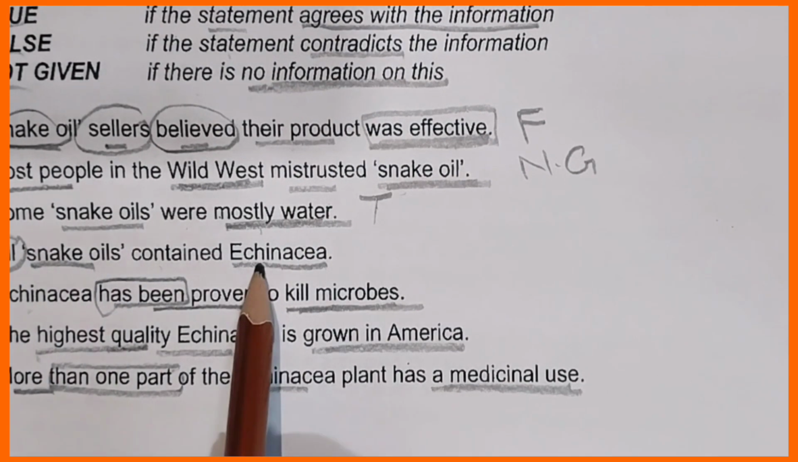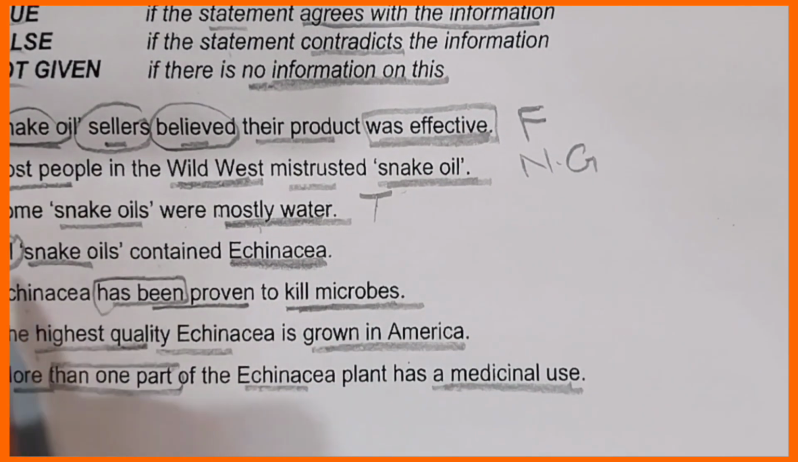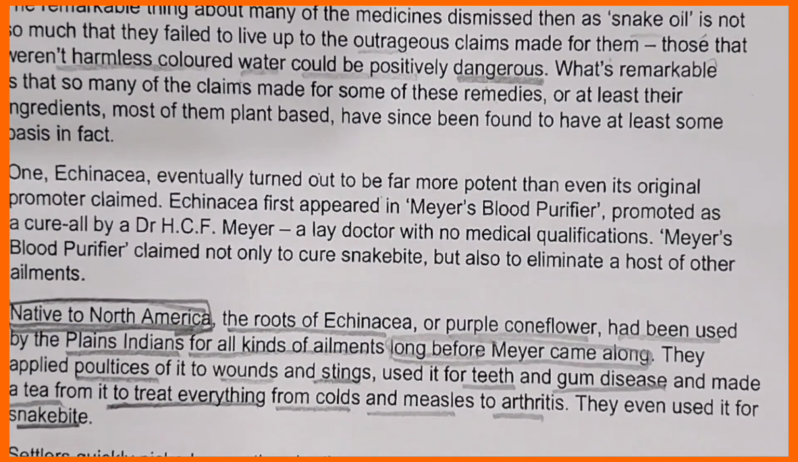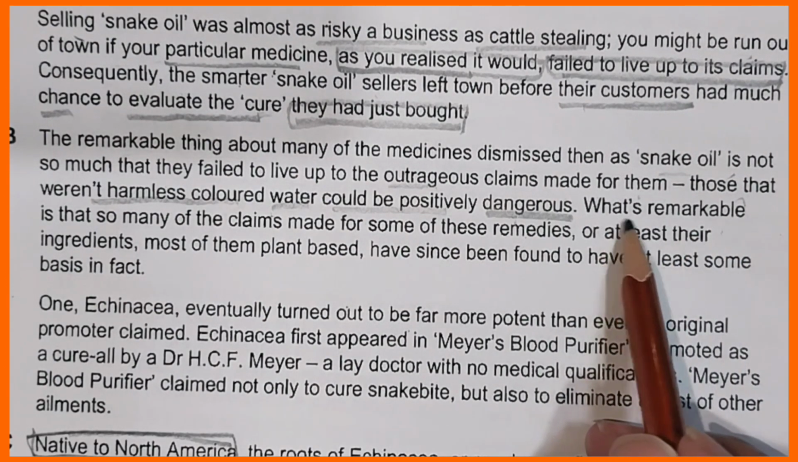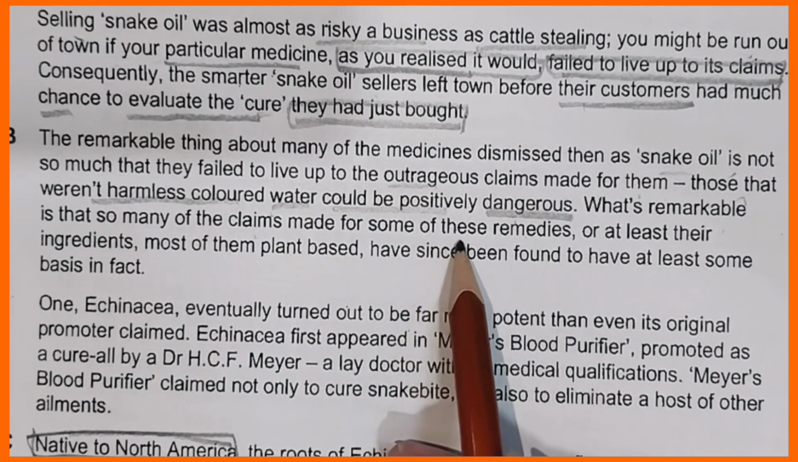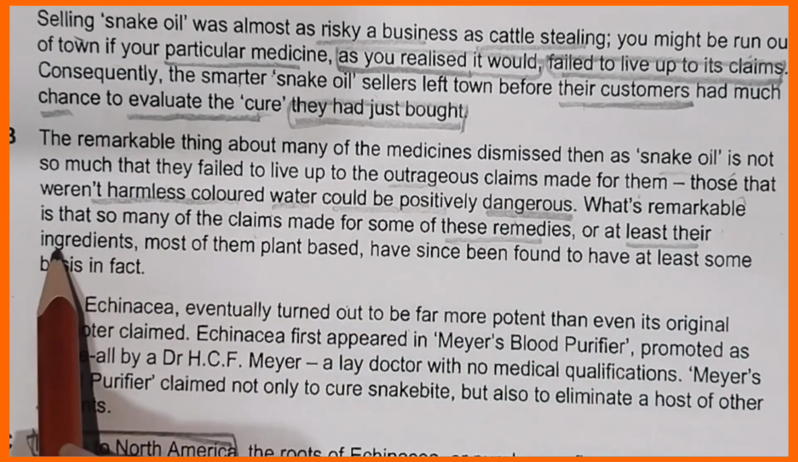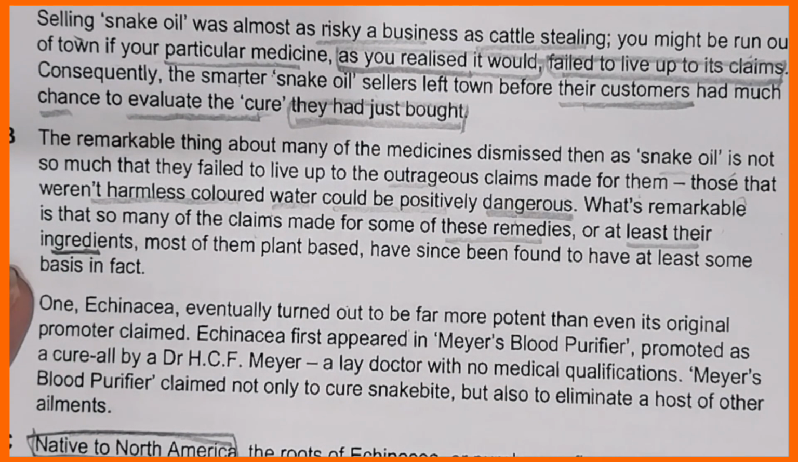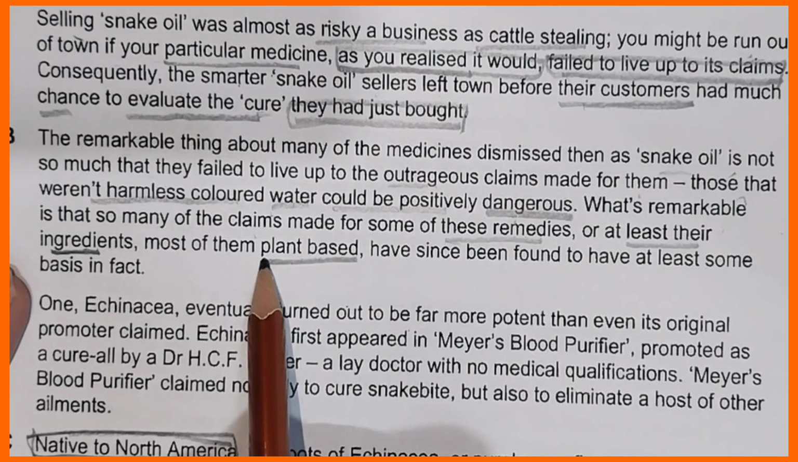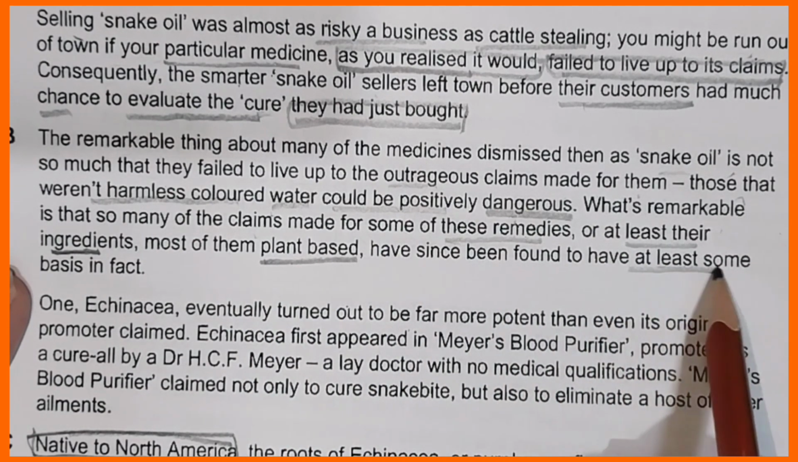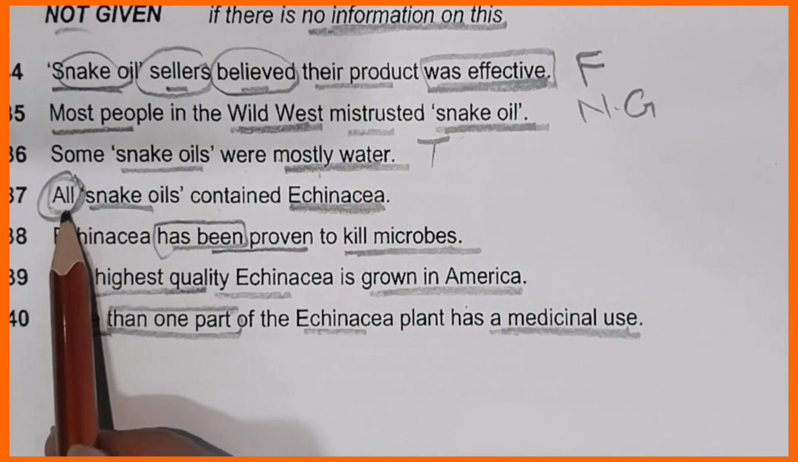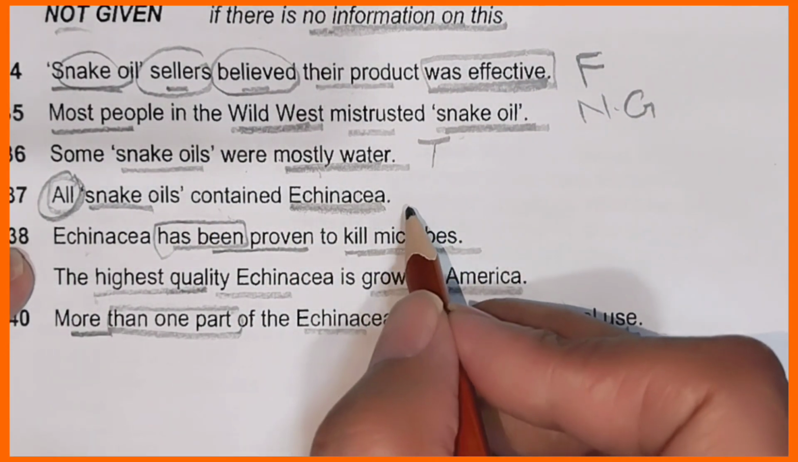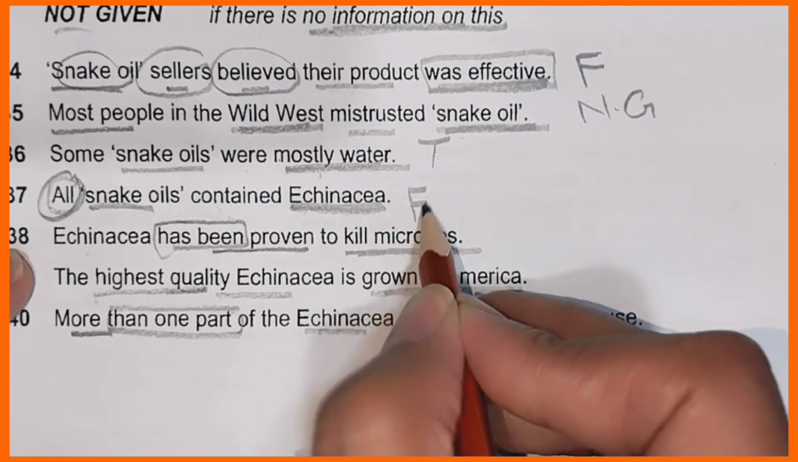All snake oils contained echinacea. So here we will find out the answer for this question. You can see they are saying here, what is remarkable is that so many of the claims made for some of these remedies, or at least their ingredients, most of them plant-based but not all, have since been found to have at least some basis in fact. Some of them were plant-based, but not all. Here they are saying all snake oils contained echinacea, but all were not plant-based. So this answer can be false.